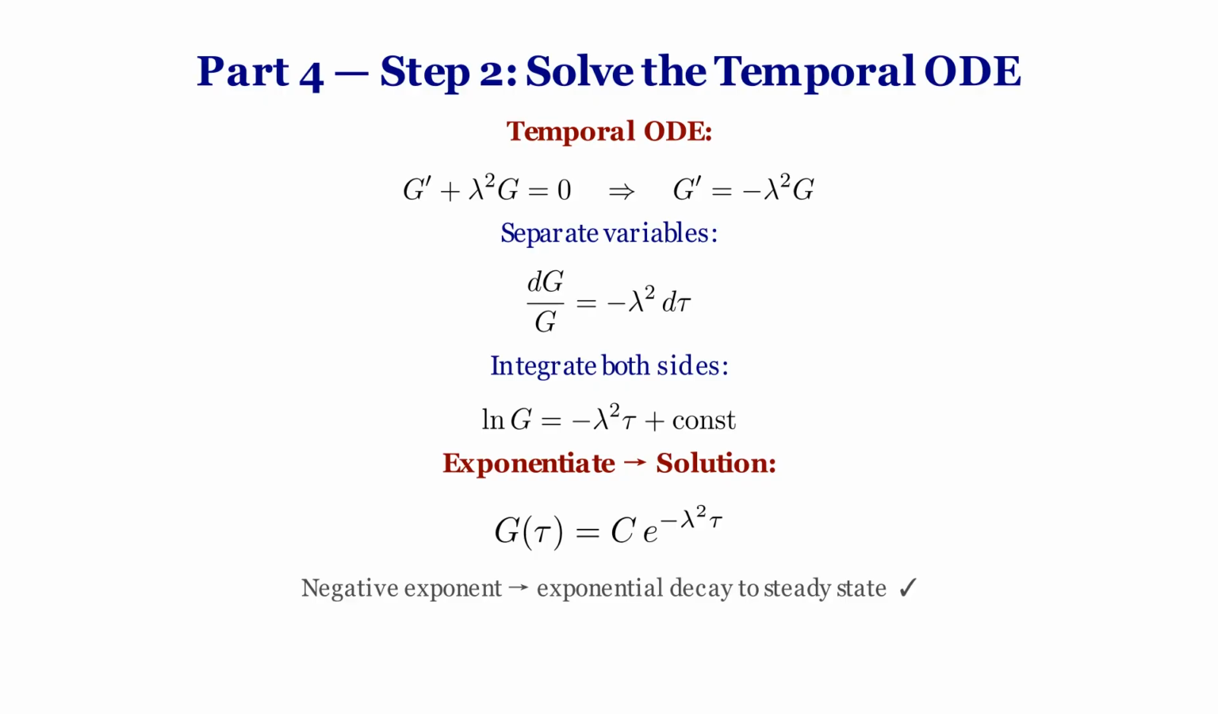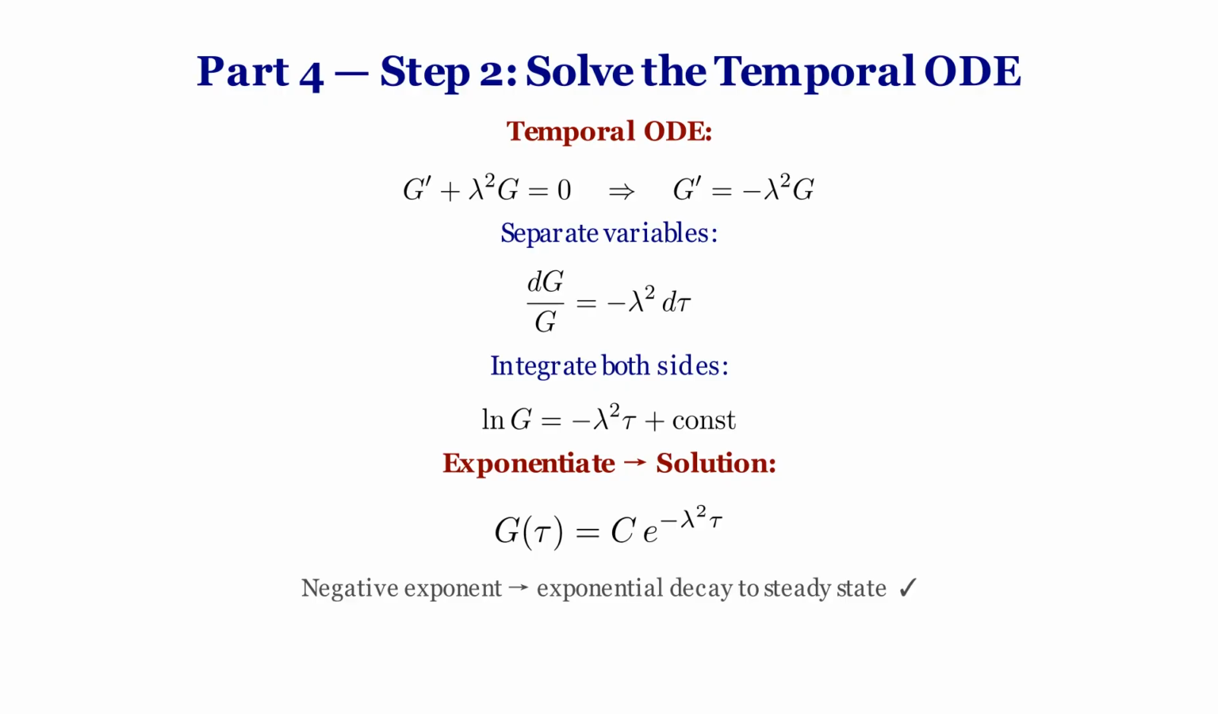This says the rate of change of g is proportional to g itself, the hallmark of exponential behavior. Separate variables, dg over g equals negative lambda squared d tau. Integrate both sides, the integral of dg over g is natural log of g, and the integral of negative lambda squared d tau is negative lambda squared tau. So natural log of g equals negative lambda squared tau plus a constant of integration.